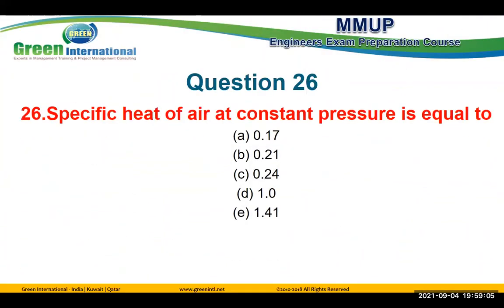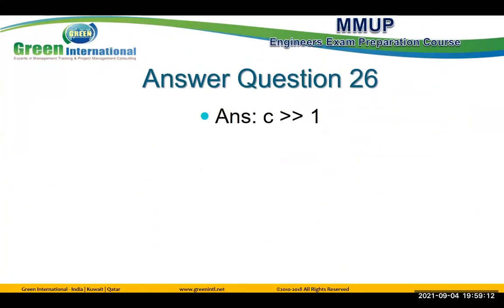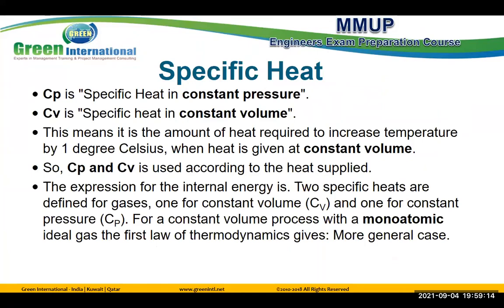Specific heat of air at constant pressure is equal to 1. Is this actually to say specific heat at constant pressure, specific heat at constant volume? This means it is the amount of heat required to increase temperature by 1 degree C when heat is given at constant volume. And for constant pressure it is the same meaning, but at constant pressure.